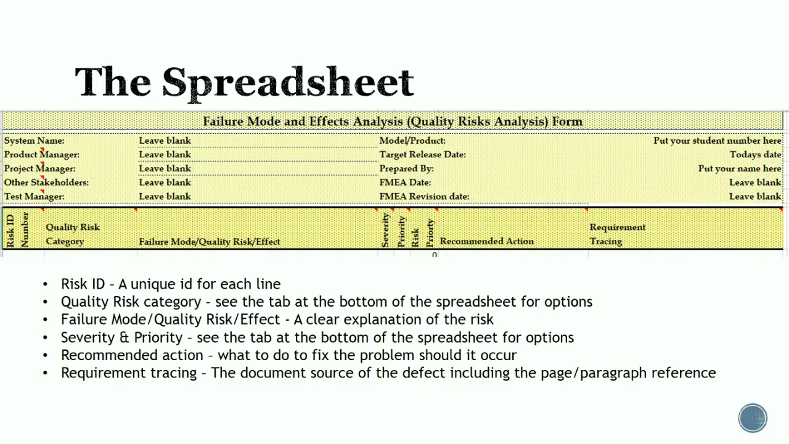Then the failure mode, quality risk or effect. That's the explanation of the risk. Plain language, simple language, something your mother could understand. Severity and priority are next, and if you look at the tab at the bottom, it gives you descriptions of where things fit, and we'll go through some examples of this on the next slide.